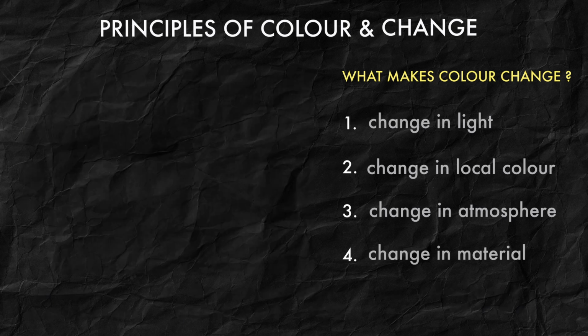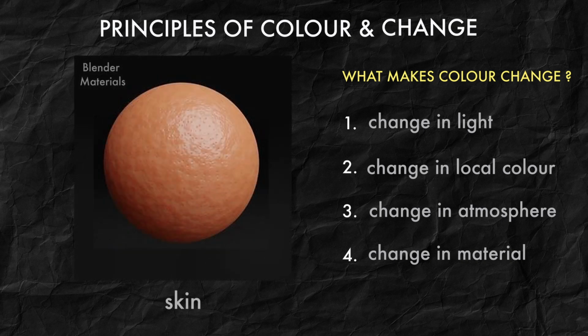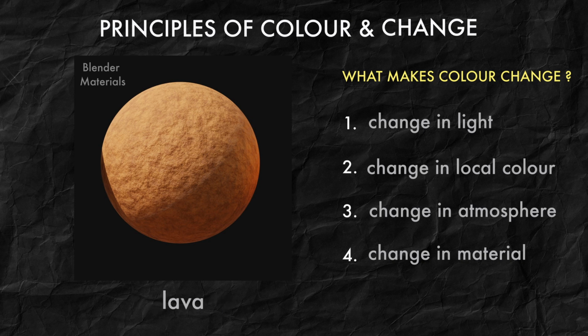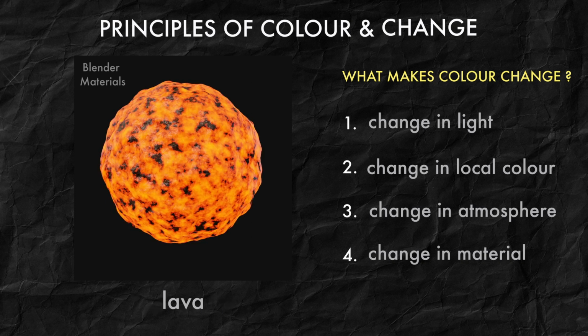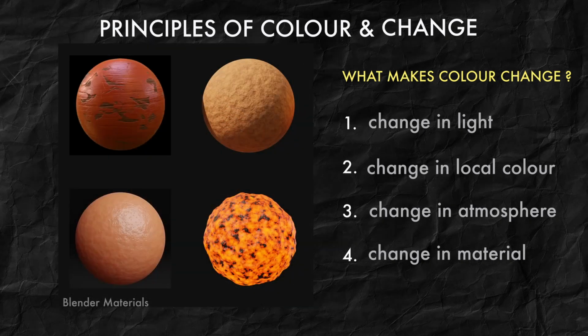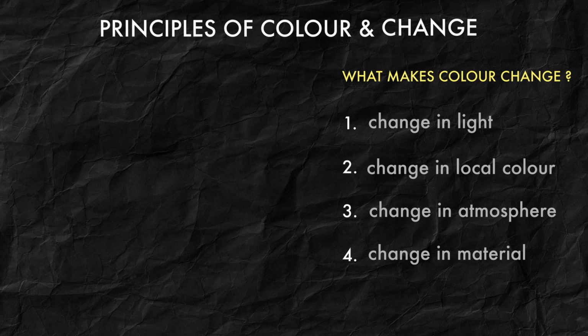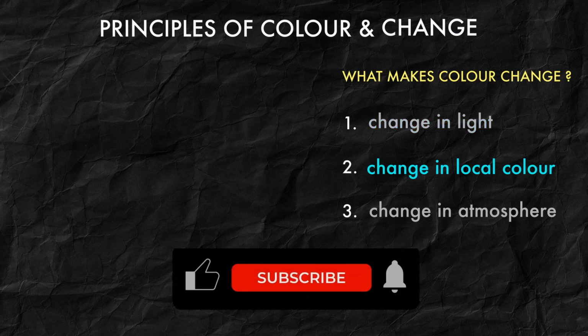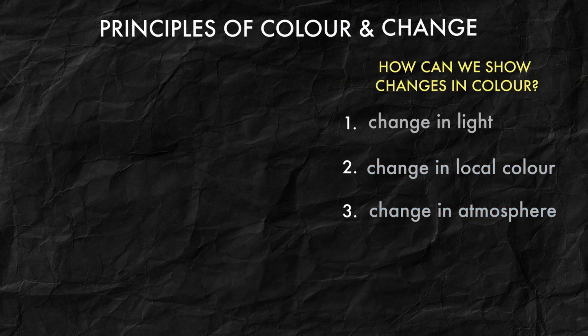Then we have change in materials. For example, a ball that resembled skin would interact with light differently than how it would if it were sandstone, than how it would if it were lava, than how it would if it were wood, even though the local colors are all in the oranges, and the lighting is the same between all four. In today's study, we will focus on the first three: change due to light, change due to local color, and change due to atmosphere. Now we need to ask ourselves, how can we show these changes in color?